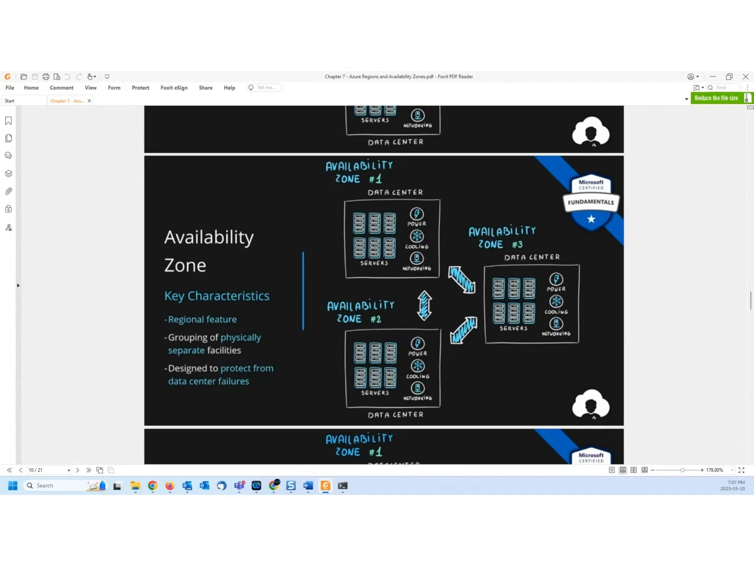separated facilities designed to protect from data center failure. So if one data center goes down, the other one still has the replicated data available in availability zone 3 or data center 3. So if the center goes down, the other center seamlessly takes over and you don't even feel it. It might have happened, having 50 plus regions.